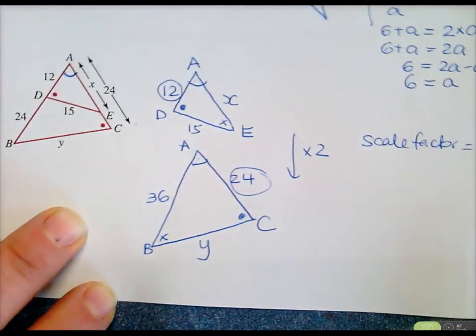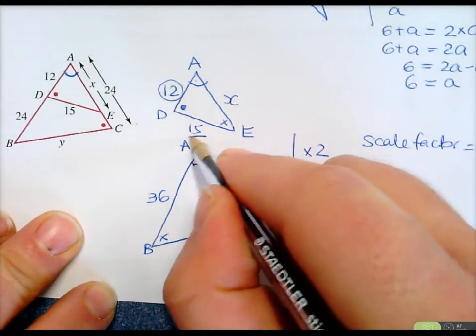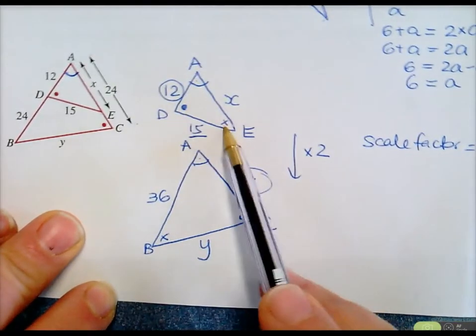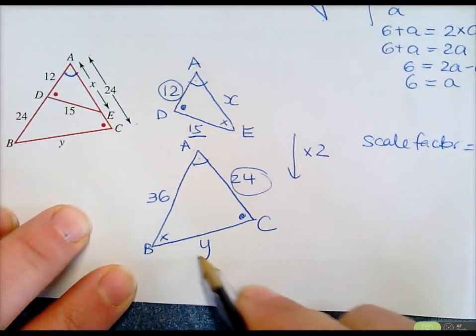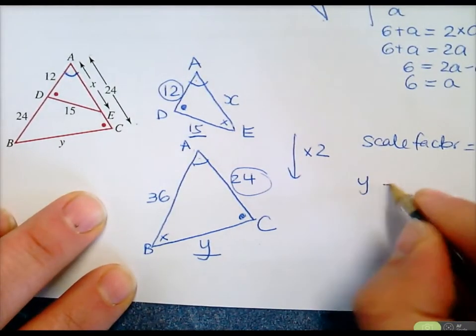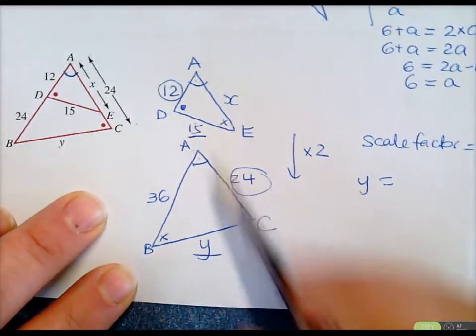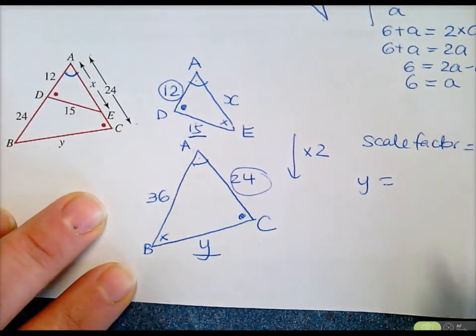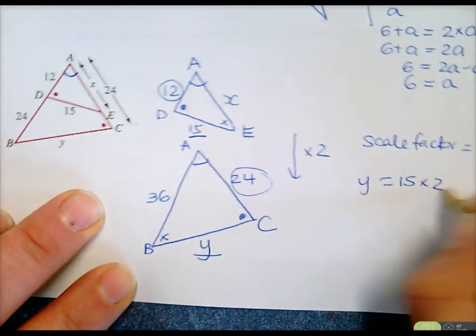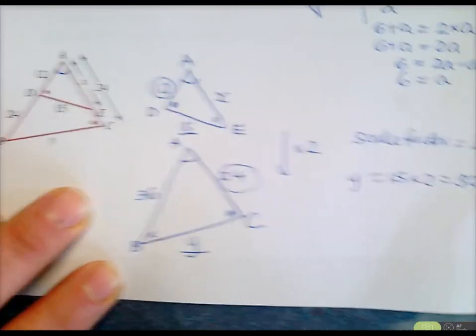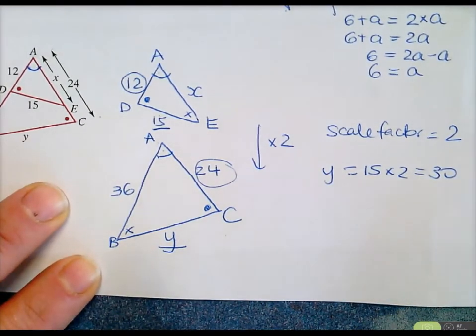Okay, let's go. 15 matches with which one? Dot cross. Matches with what? Dot cross Y. In other words, to go from 15 to Y, 15 times 2. So what does Y equal? 30. 15 times 2 is 30. Girls, you can set it up the other way if you want, but I wouldn't.